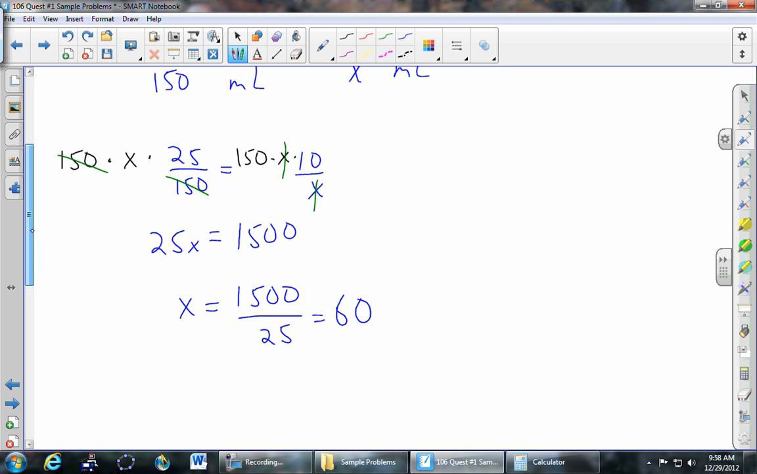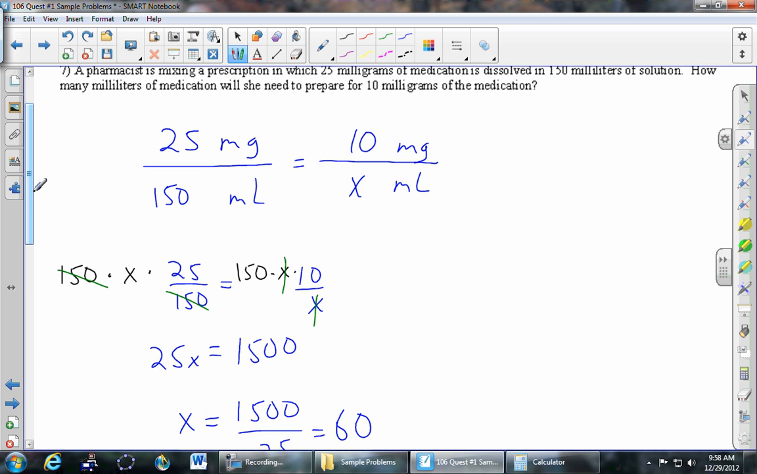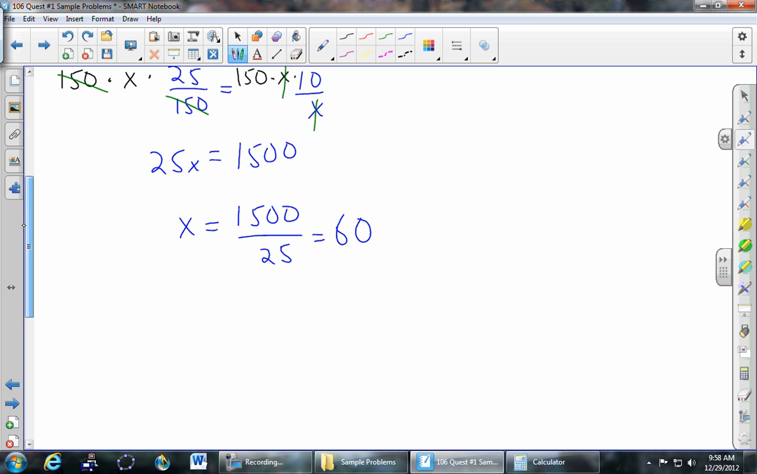60 what? Let's see, we'll go back up. What's sitting right next to the x is milliliters. So that must be what the 60 is measured in. 60 milliliters of solution.